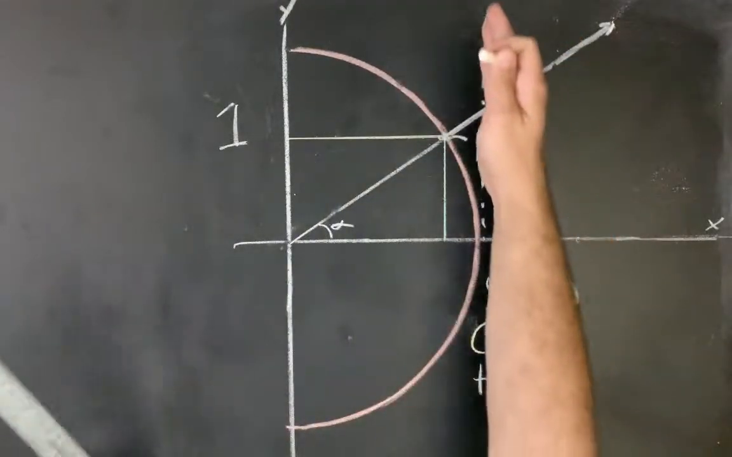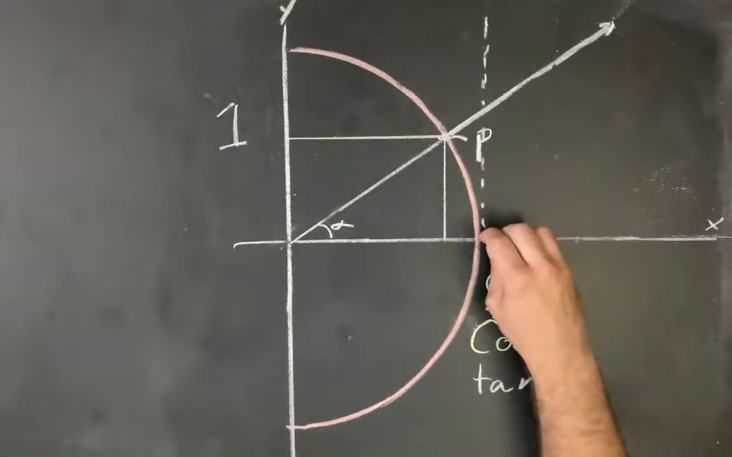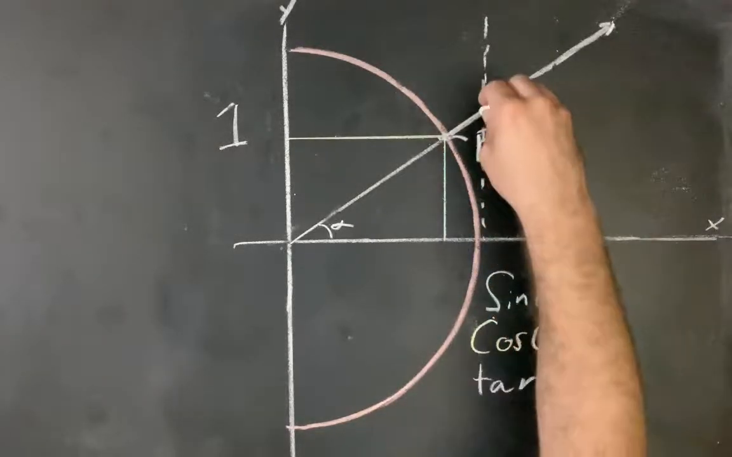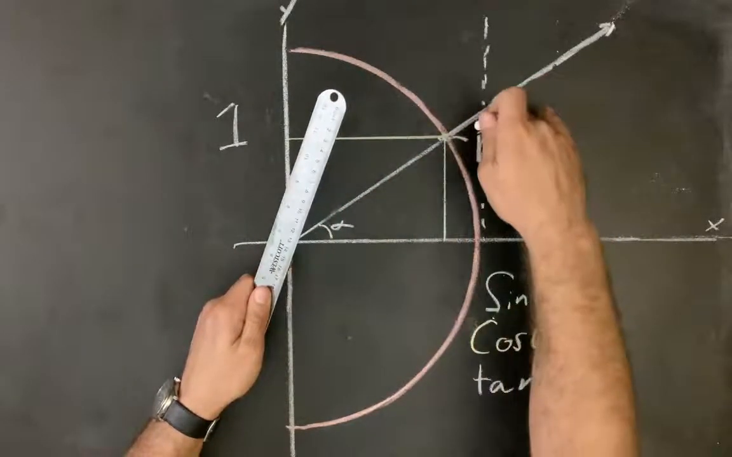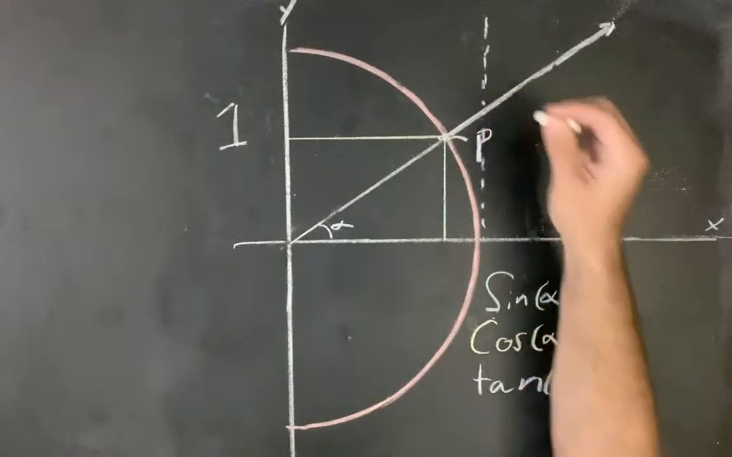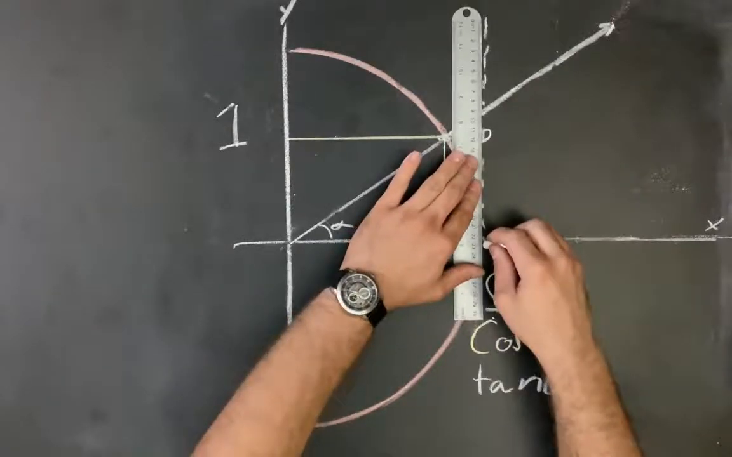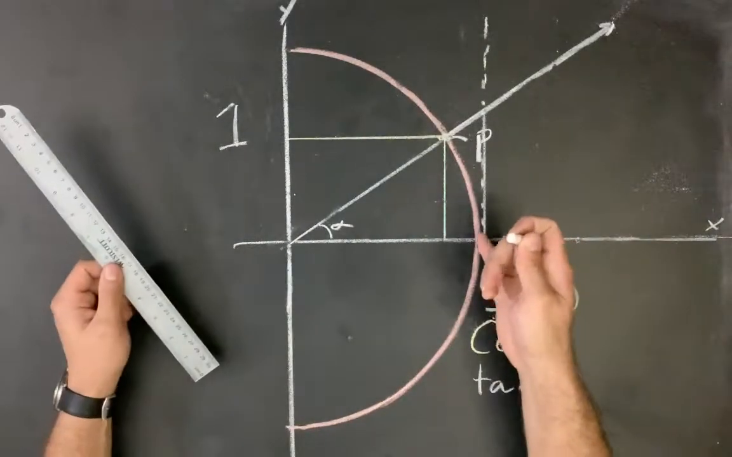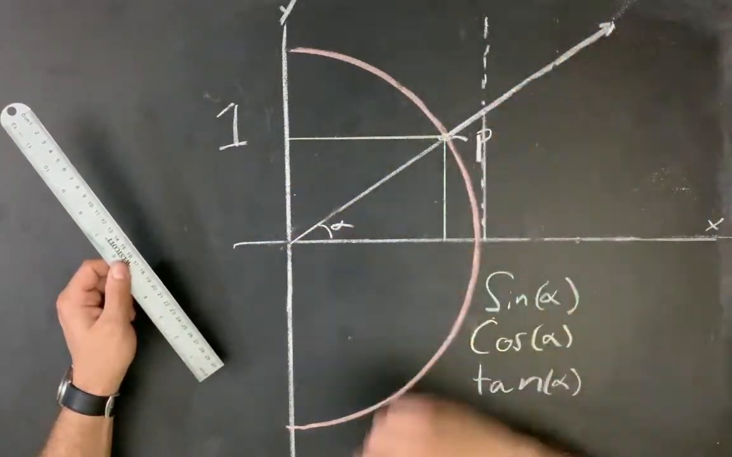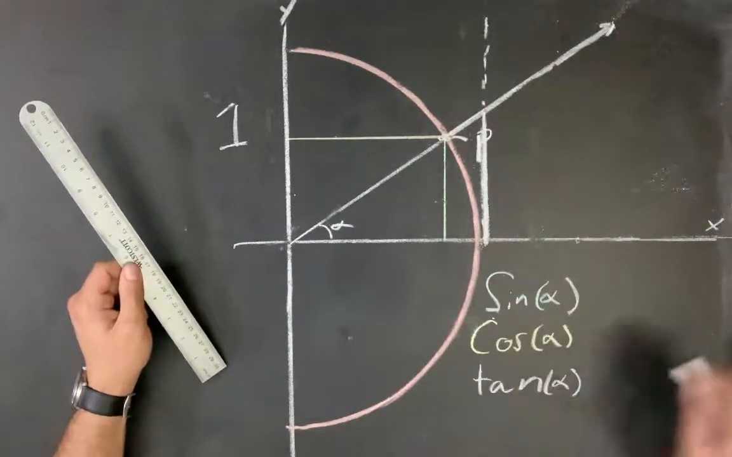Now that we have our principal tangent line, we can see what our tangent function will be. Our tangent length is the distance from the x-axis to the point where the ray created by angle alpha meets the principal tangent line. So our tangent length will be the distance from the x-axis up to the point where the principal tangent line and the ray meet. So right here is our tangent line.